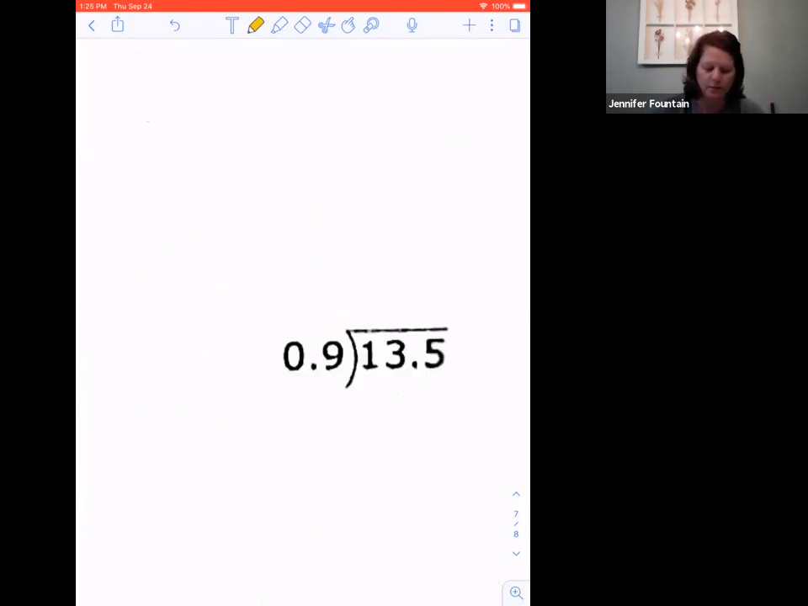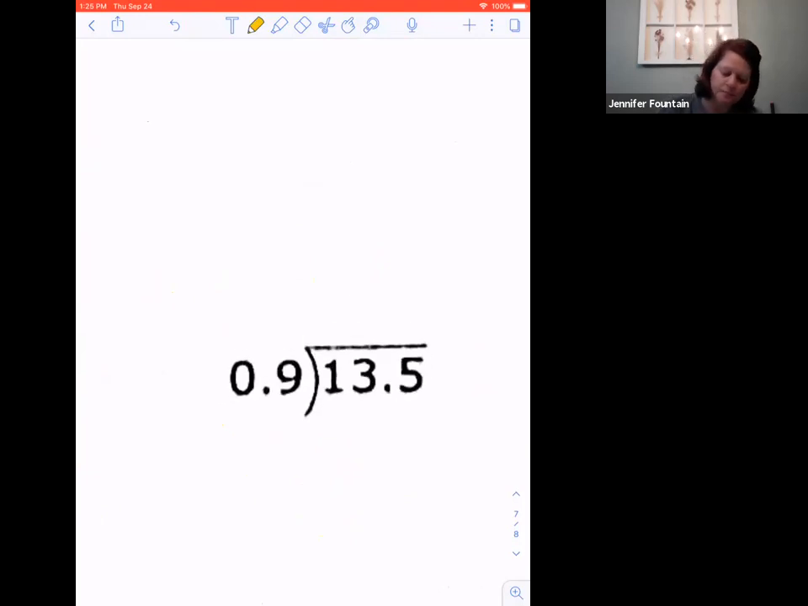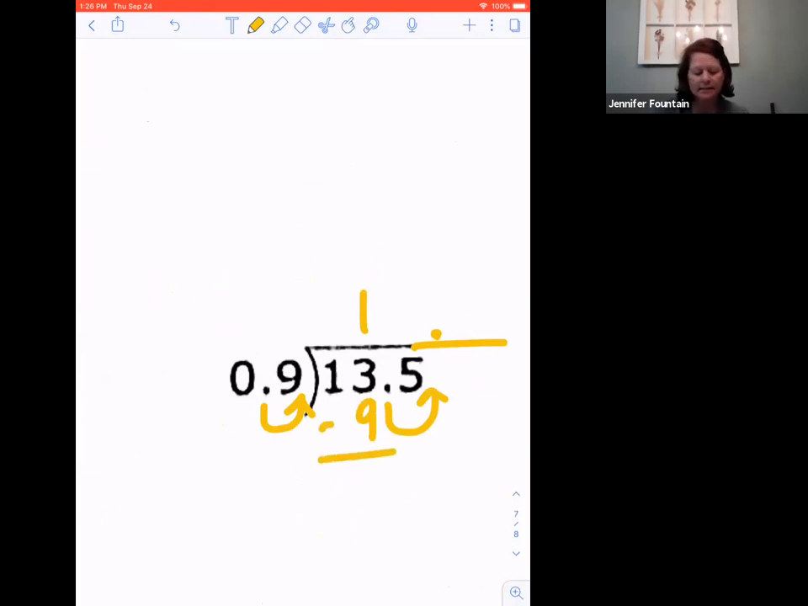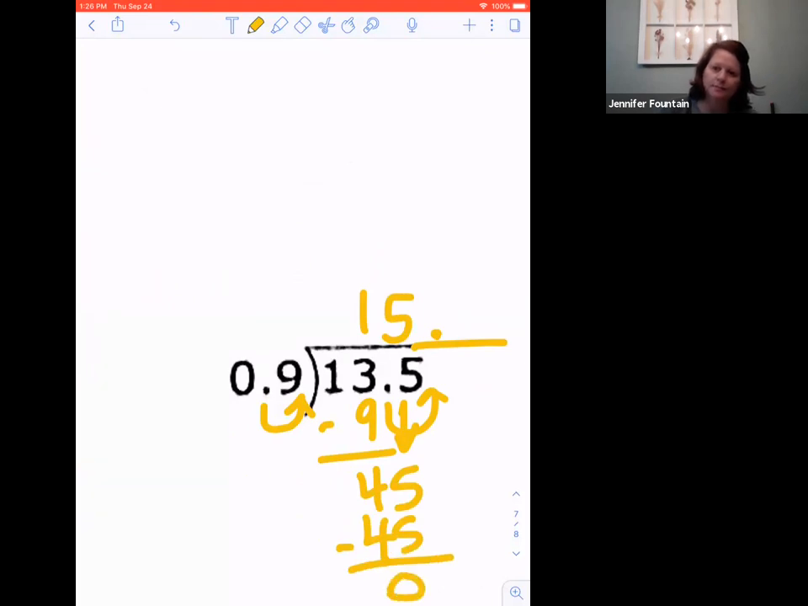And then the last one on the bottom row, I've got to move my decimal one place, move my decimal one place, put it in my answer, extend my line. 9 will go into 13 one time. 1 times 9 is 9. I'm going to subtract. 13 minus 9 is 4. 4 is smaller than 9, so I can bring down that 5. And 9 will go into 45 5 times. And 5 times 9 is 45. And there's my answer.